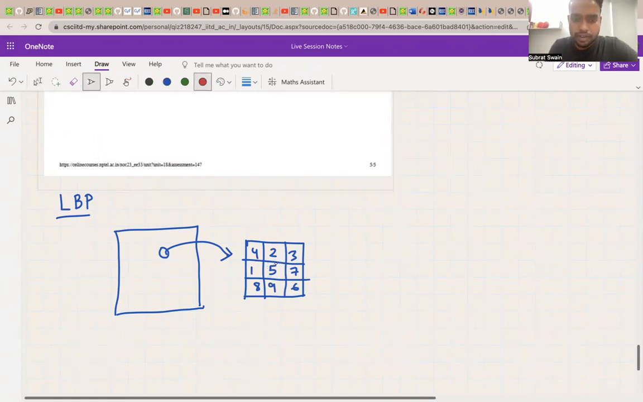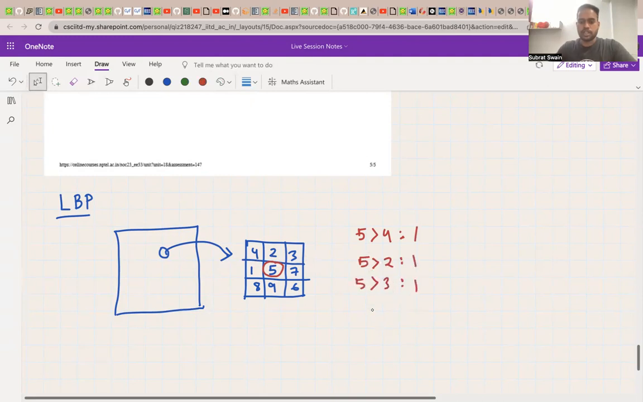You will take the center element 5 and you will compare it with everything. If it is less than, you denote it as 0. 5 is not less than 4, it's greater than 4, so it will be 1. If 5 is greater than 2, it will be 1 again. 5 is greater than 3, it will be 1 again.